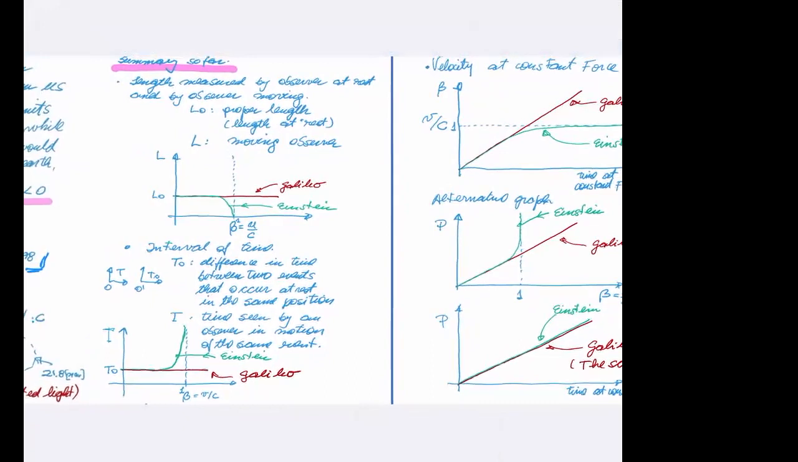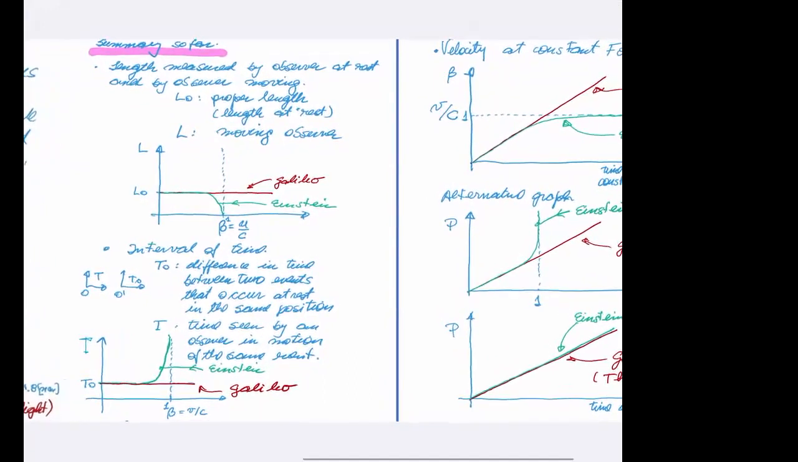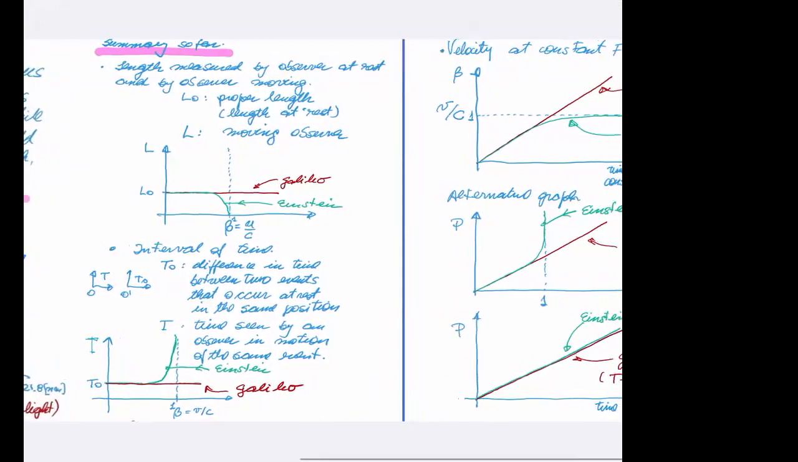Okay, so this is the summary so far. We are measuring length as seen by an observer at rest. This is what we call the proper length, and we are measuring the same length as seen by an observer which is moving. This would be L naught. Okay, L naught. This distance here.